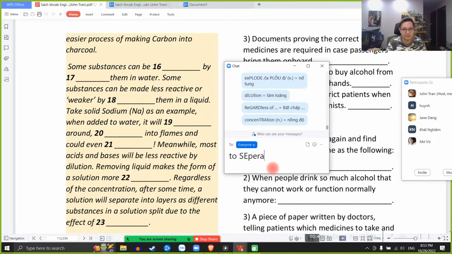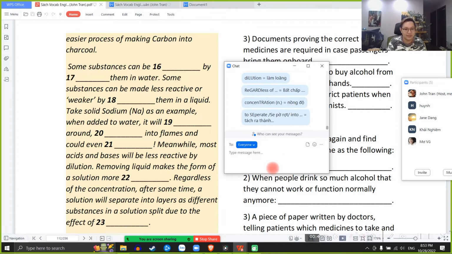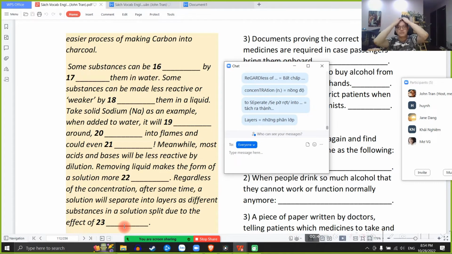To separate, to separate into something, tách ra thành cái gì đó, thành những cái layers, thành những cái lớp, những phân lớp. As different substances, khi mà những cái chất khác nhau trong một cái dung dịch nó split, nó tách ra, do là cái hiệu quả của trọng lực. Due to the effect of gravity, đương nhiên rồi, một thời gian nó sẽ tách lớp ra.